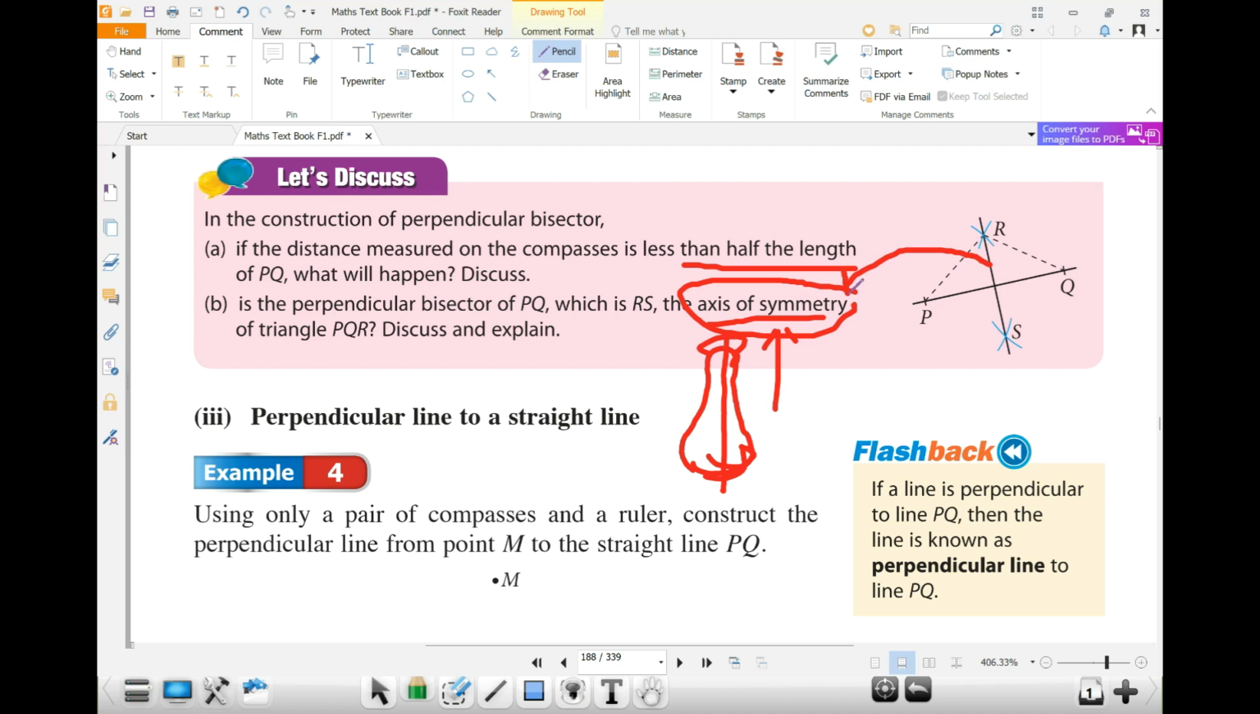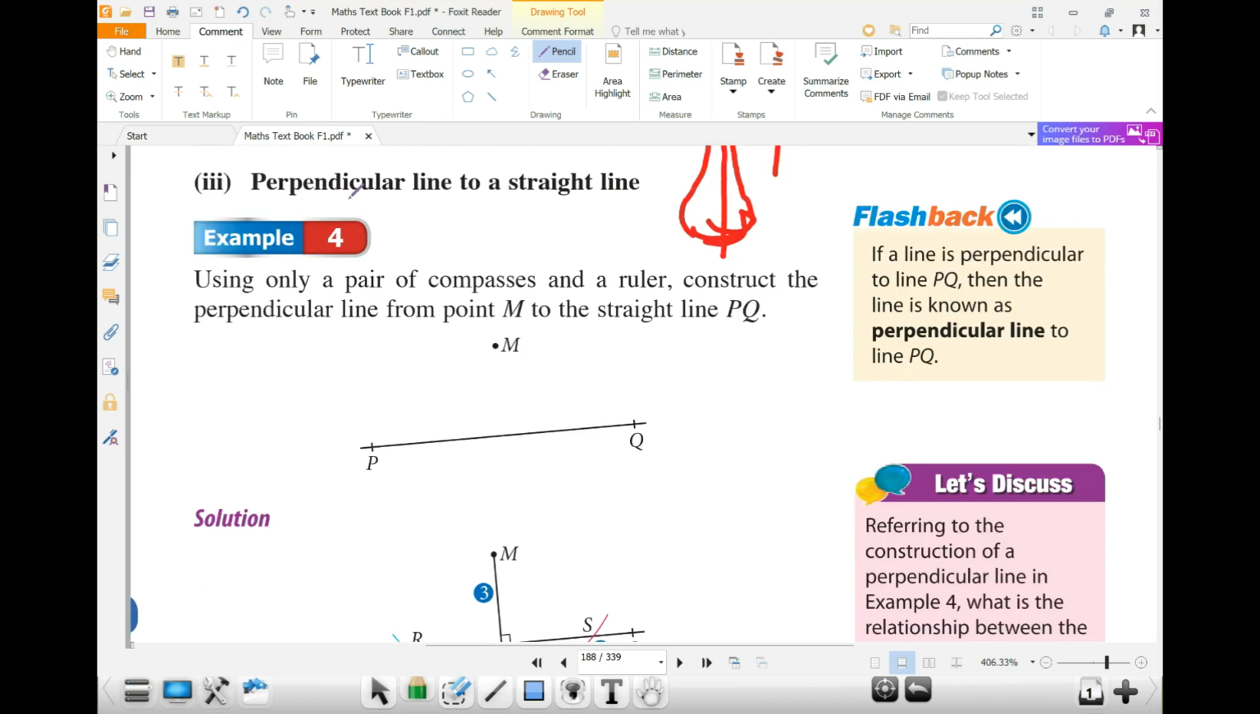Okay? So we go through the next one now, the third one. Perpendicular line to a straight line. Just now is perpendicular bisector. The difference of the perpendicular line over here. Perpendicular bisector means it divides both sides equally. But when it comes to perpendicular line, you don't have to know that it's equal or not, but you got to make sure it divides the line into 90 degrees. For example, if this is the line given, you can divide it here into 90 degrees. It doesn't necessarily have to divide half equally. It doesn't necessarily have to be equal on both sides.